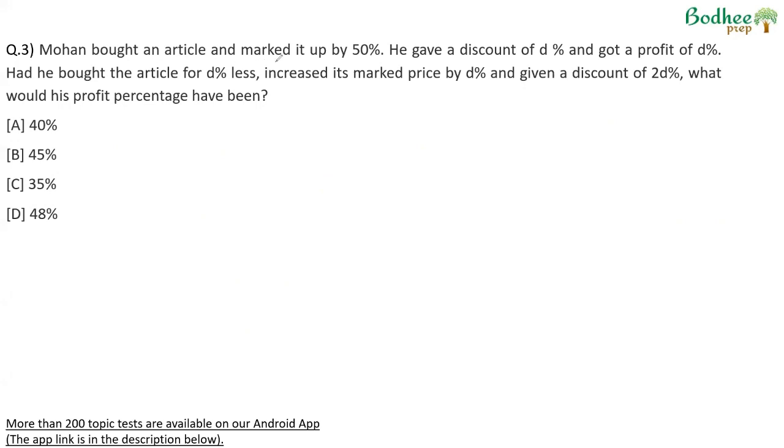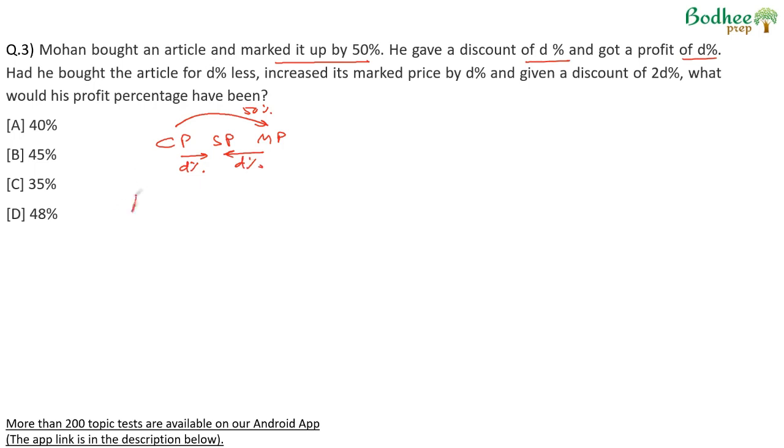Mohan bought an article and marked it up by 50%. He gave a discount of D% and got a profit of D%. So let us work with this D first. Cost price, selling price, mark price. The markup is 50%. The discount is D%, because of which the profit is D% as well.